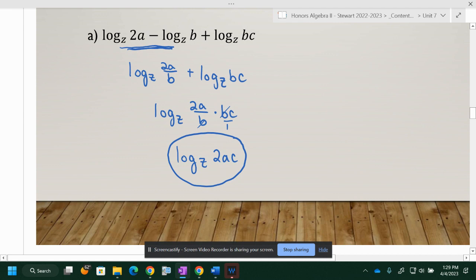So one more time. Log 2a minus log b. That's subtraction, so it becomes one log that has division. And then we take that log and we add it to another one, and addition means multiplication. So it's all under one log now as multiplied. I have a b on top and a b on bottom, so they cancel, and I have 2ac.